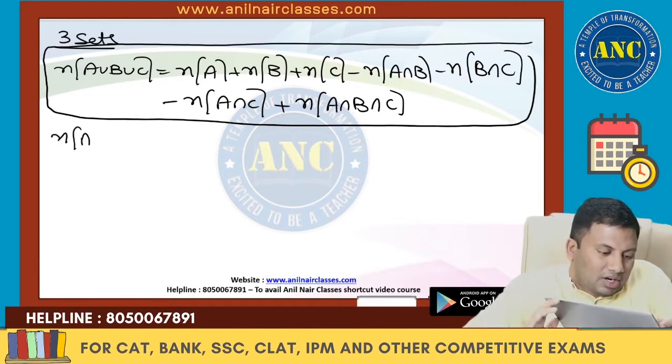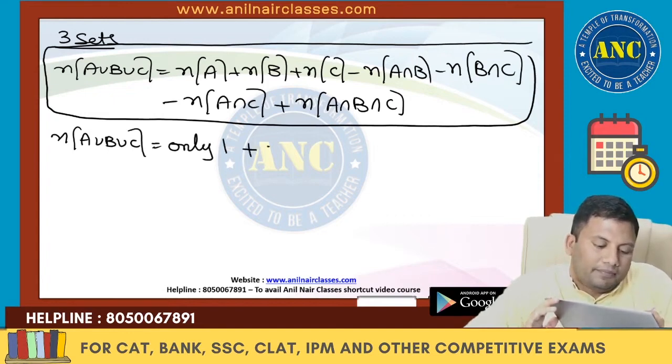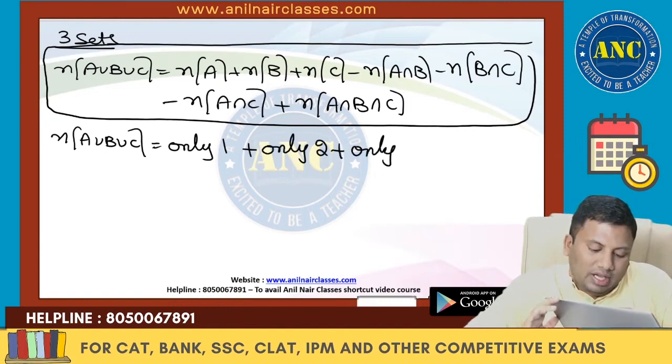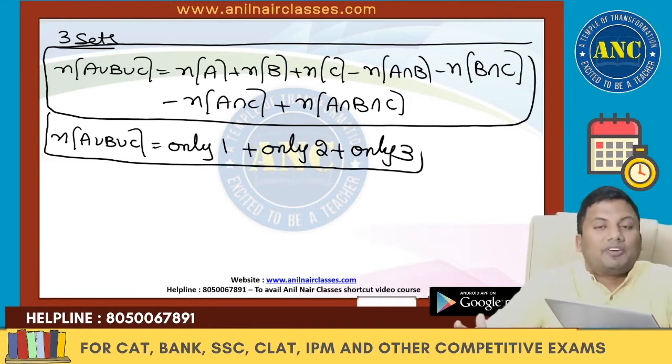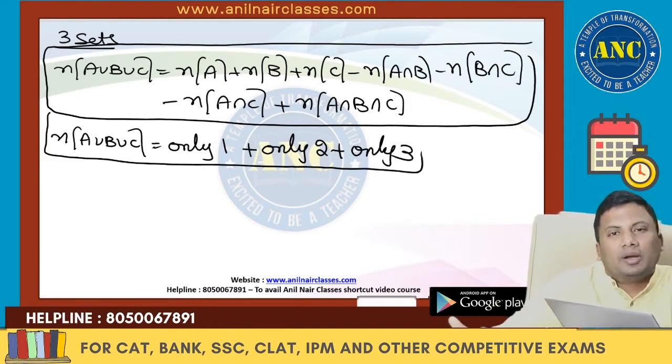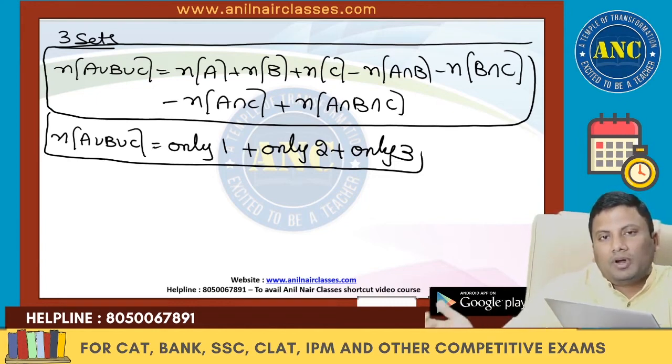What is the other notation that we discussed? A union B union C is nothing but only one plus only two plus only three. Relatively, the second one is much easier to remember, for 4 sets also. A union B union C union D is N of only A, only B, only C, only D.